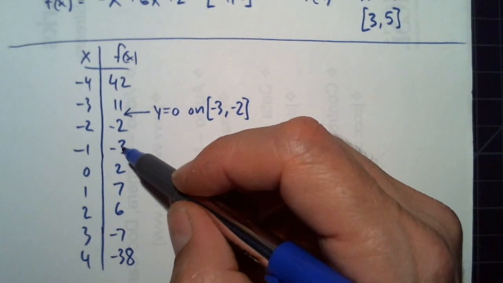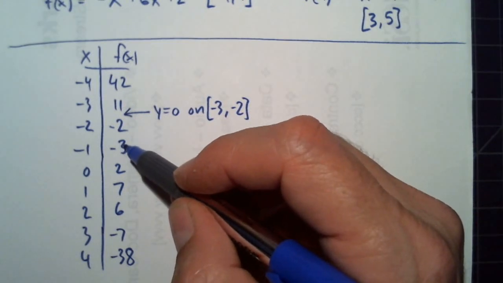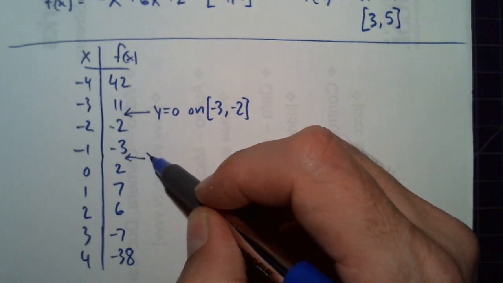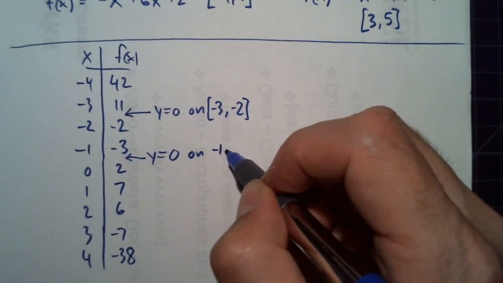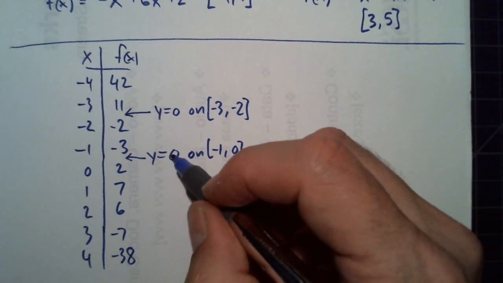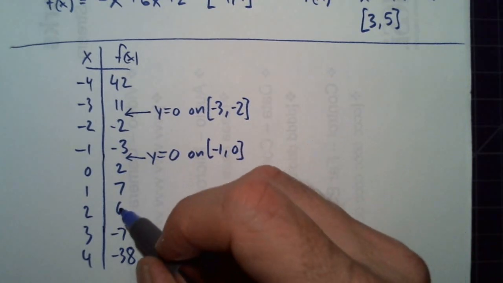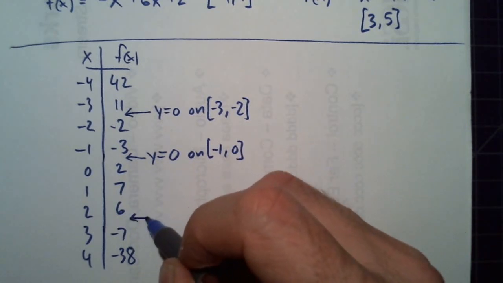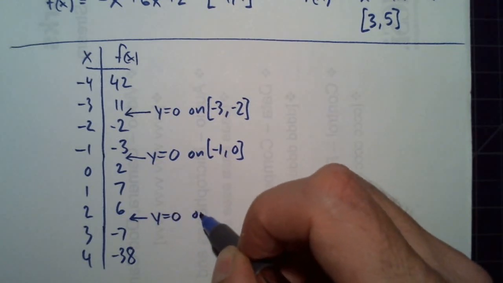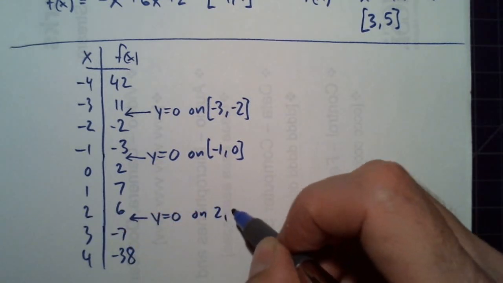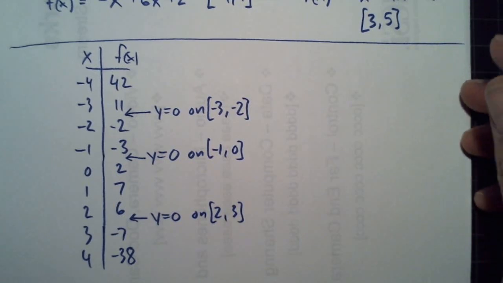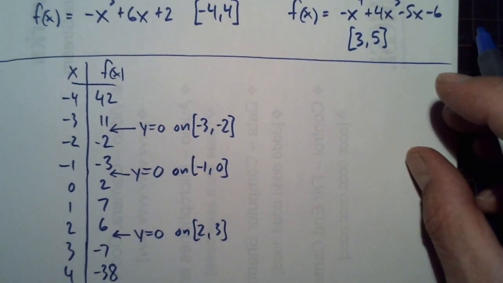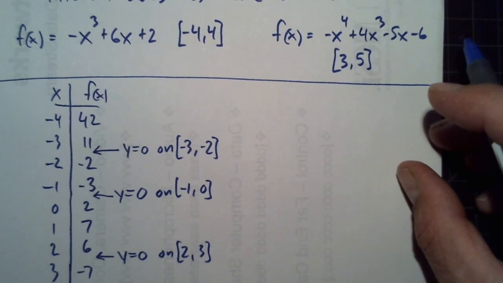Then we're looking down here, it goes from negative to positive. So y equals 0 somewhere between here. On the interval -1 to 0, there is a y value of 0. And here from positive to negative, we have a y value of 0 on the interval 2 to 3. And that's all we're doing with the intermediate value theorem. So pause the video and try the next one.